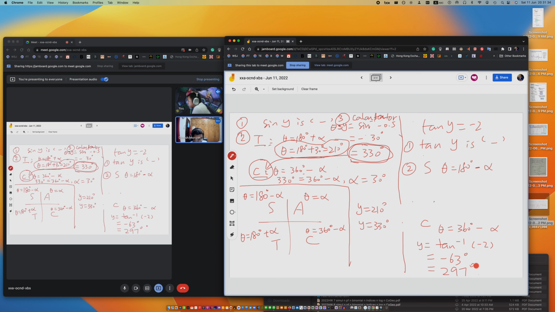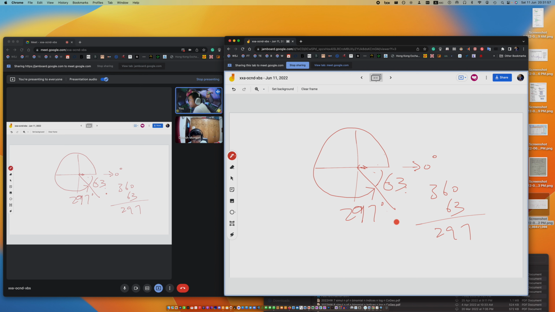Now, ask yourself, this theta equals y equals 297 degrees, which region does this 297 degrees fall into? S or C? 297. C, right? Yep, it makes sense. If you go to slide 4, 297 is region 4, the C region here. So in fact, it's super simple to identify which region it is.